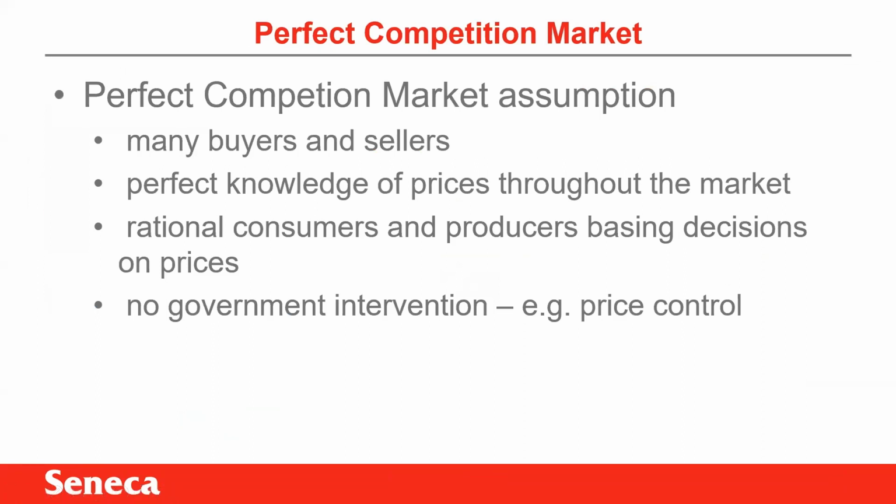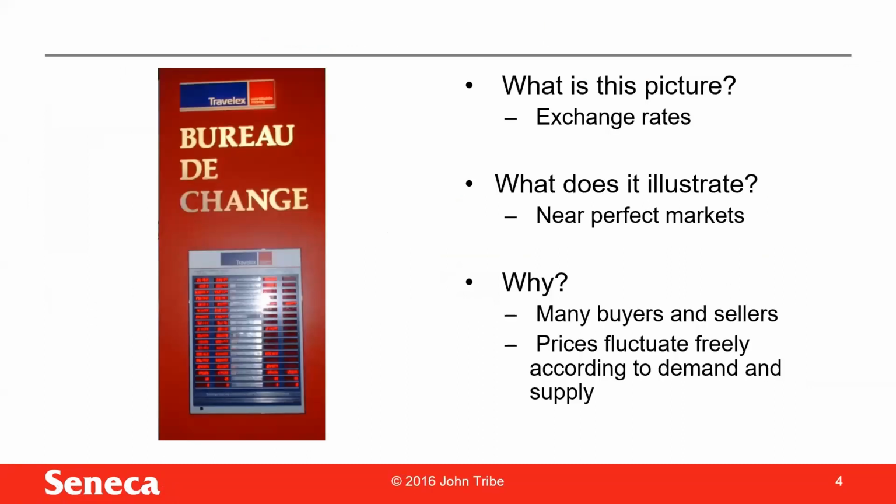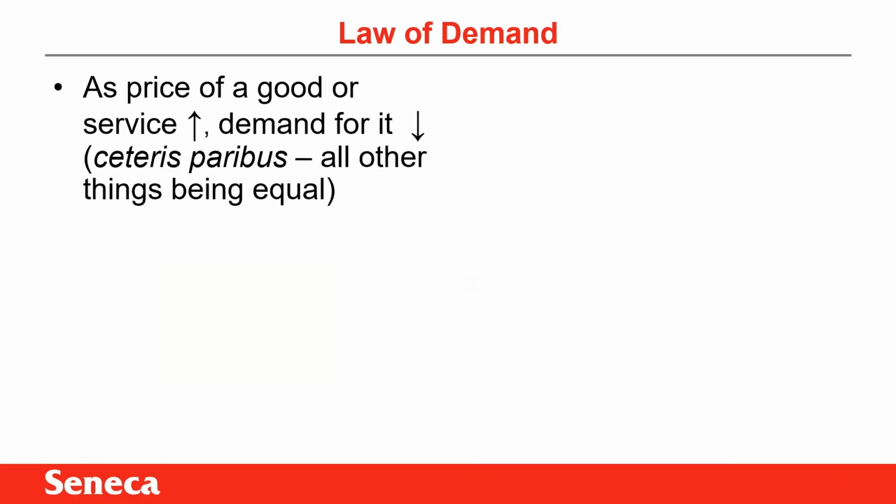Perfect competition market assumption. Many buyers and sellers, perfect knowledge of prices at the market, rational consumers and producers basing decisions on prices, no government intervention, e.g., price control. So what is this picture? Exchange rates. What does it illustrate? Near perfect markets. Why? Many buyers and sellers. Prices fluctuate freely according to demand and supply. So with exchange rates, it's as close to perfect competition as possible because there's so many buyers and sellers.